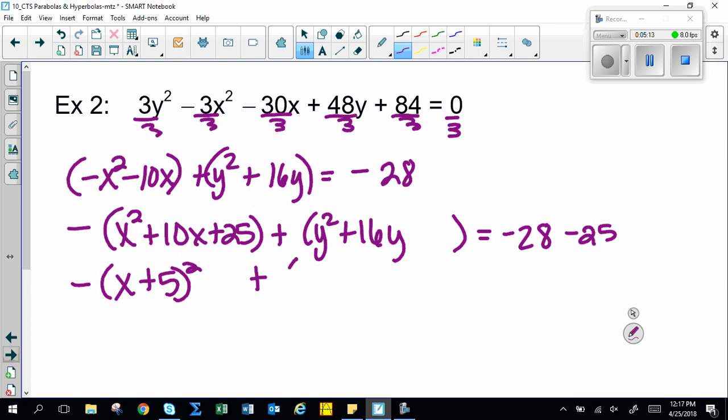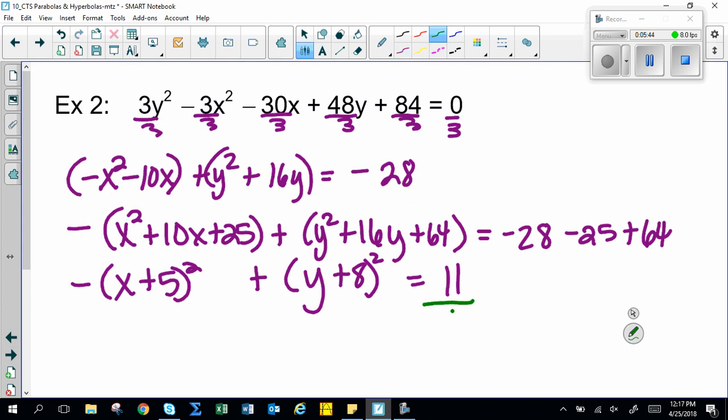In the second set of parentheses, half of 16 is 8, and 8 squared is 64. So I'm going to add 64 to the left and add 64 to the right. So let's see, negative 28 and negative 25 is negative 53. Negative 53, is that 11? There we go. So I'm almost done. And the last thing I would do here is divide by 11.